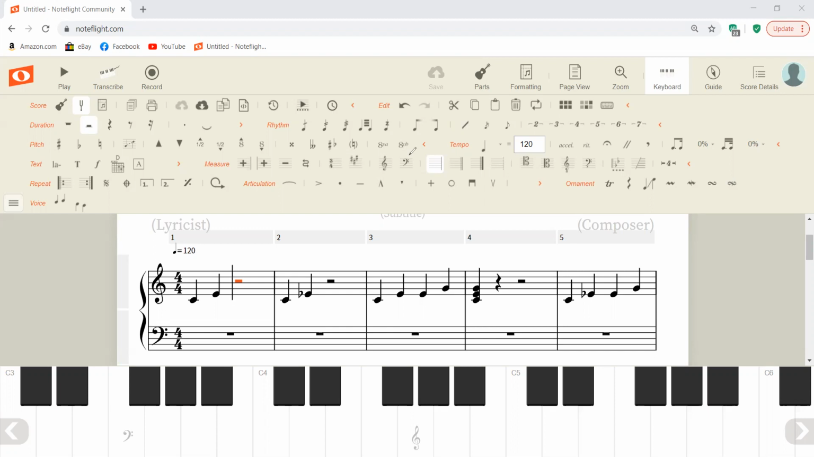Now, a third is a type of interval, or distance between notes, that is 3. So, for example, let's take C and E. Let's count the distance between C and E using our musical alphabet. A, B, C, D, E, F, G. So A, B, C, D, and E. So C to E will be 3, a third.